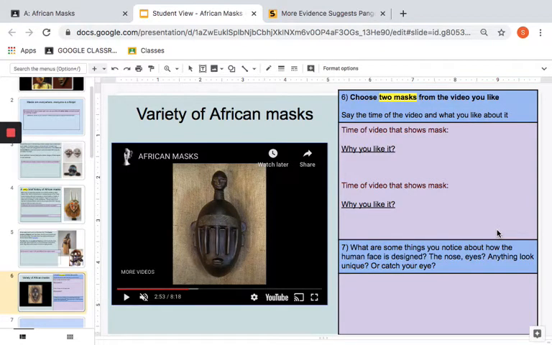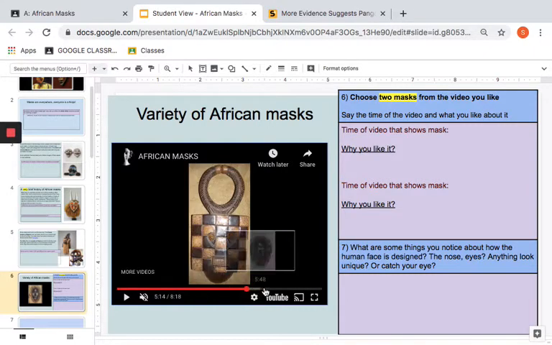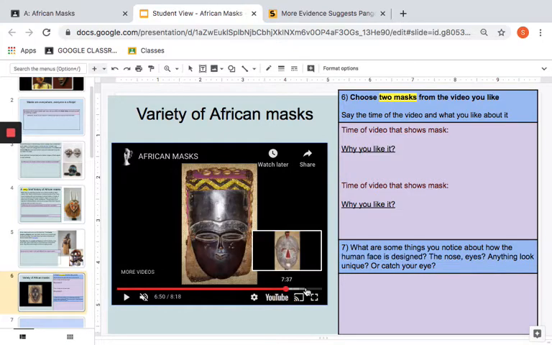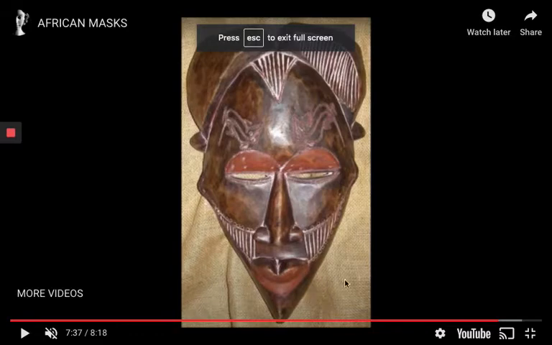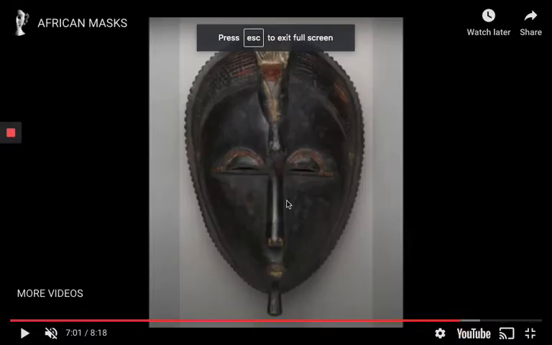The nose, the eyes, anything look unique or catch your eyes? From the ones you talked about, why you like, I want you to tell me in number 7, what sticks out to you? What do you notice about some of the figures? Hopefully you'll notice that the eyes could be really squinted. Sometimes the nose is very long or very thin.